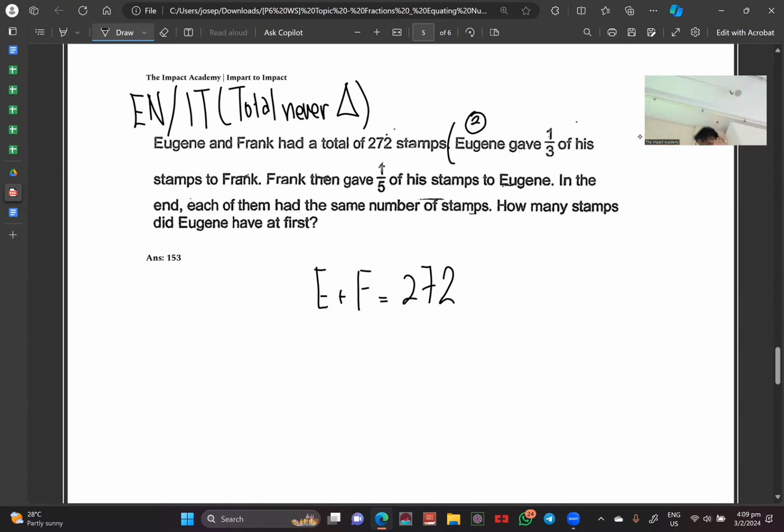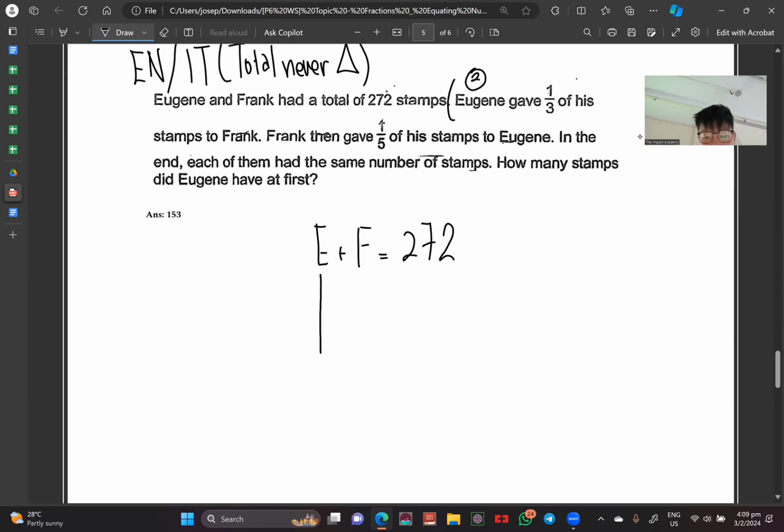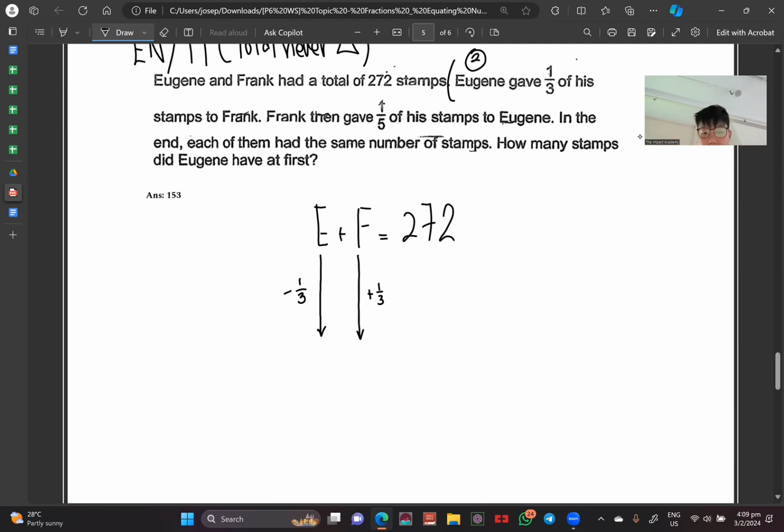Why is it internal transfer? Because it says that Eugene gave 1/3 of his stamps to Frank. So I'm going to minus 1/3, and this 1/3 went over to Mr. Frank. You agree so far? So Eugene will now have 2/3.